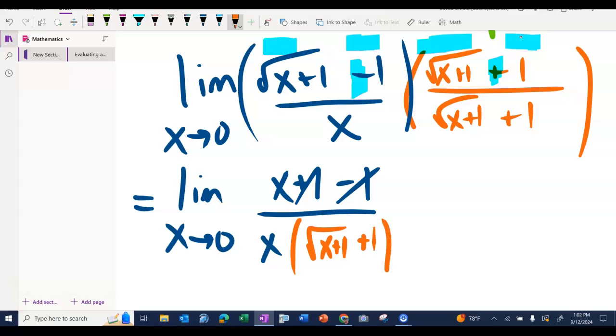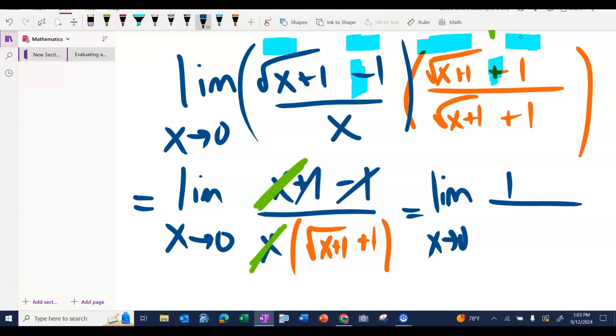I just bring that denominator down. I'm not going to expand the denominator, because what's going to happen now is that x on top is going to cancel with that x on bottom. Which means if I were to rewrite the limit I'm evaluating as x is going to 0, on top all I have is 1 now. And on bottom, all I have is this orange part of the denominator, which was the conjugate, root x plus 1 plus 1.